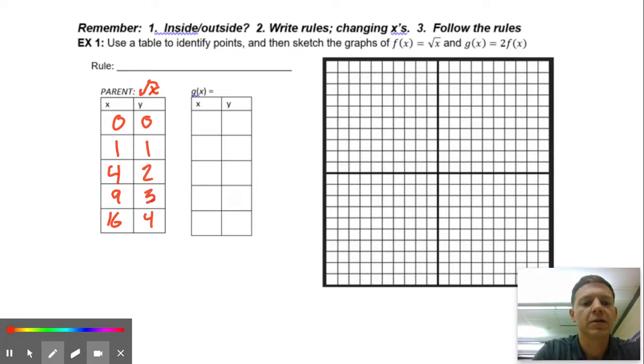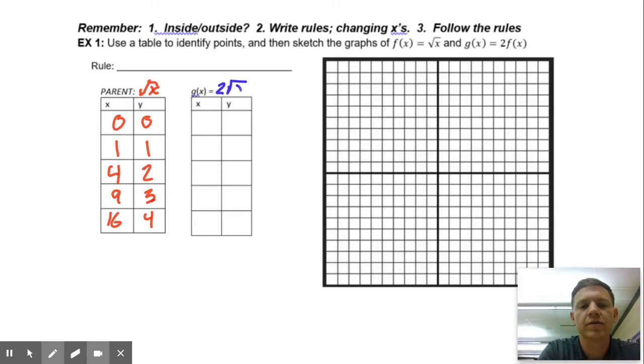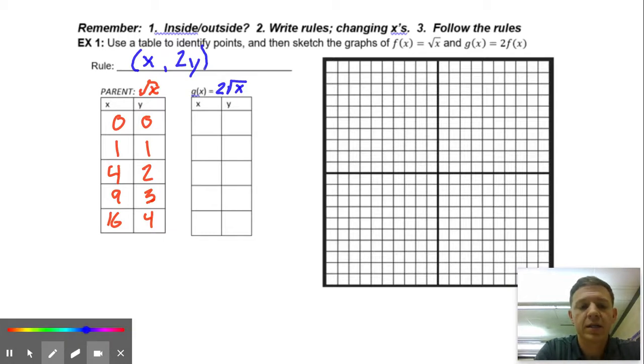Now we can start thinking about our rule. If we look at g of x, that's 2 f of x, so 2 square root of x. That's our new rule, and we have to figure out what's actually happening here. We're multiplying by 2, so that's on the outside. That's not inside next to the square root, next to the x. So that's only changing our y's by a factor of 2. I'm going to multiply the y's by 2. The x's stay the same, so I'll fill those in.